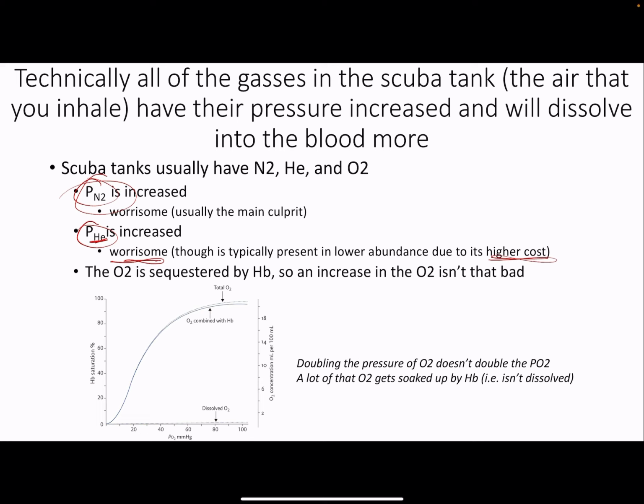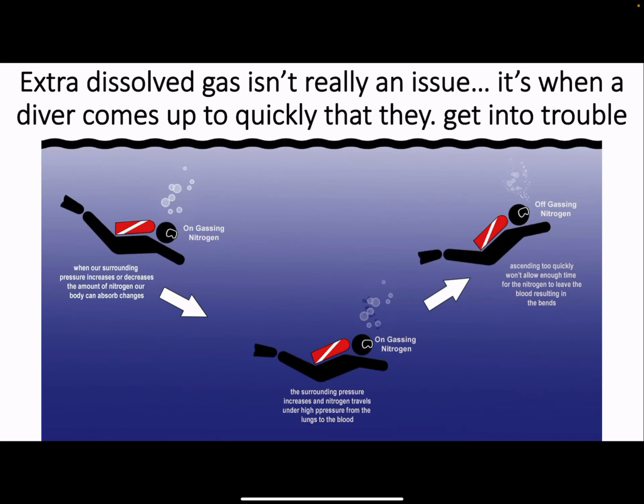Oxygen is also in your scuba tank, obviously, because that's what you're breathing in to live, but it's sequestered by hemoglobin, right? So if I double the pressure of my inspired oxygen, that doesn't necessarily equate to double the amount of dissolved oxygen in my blood. A lot of it gets soaked up by the hemoglobin. So the main one that we're really worried about is the nitrogen, maybe the helium, maybe the oxygen a little bit, but I'd say mostly the nitrogen.